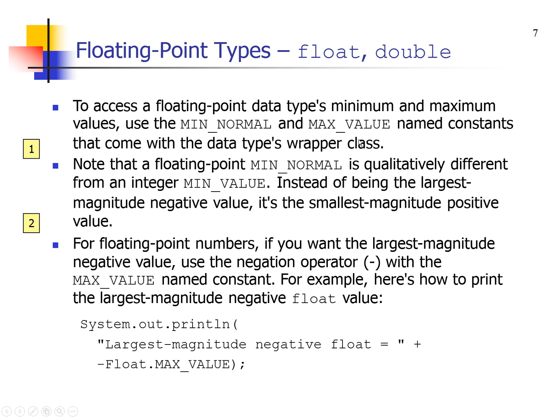All right, floating points. To access floating points, you can go min, normal, and max value, okay? Those are some of the named constants. It says the floating point min normal is a qualitative difference than min value. Instead of being the largest magnitude, it's the smallest magnitude. Again, what's the smallest number it can hold? For floating points, if you want the largest magnitude, you would obviously use max value, which we kind of did answer already.